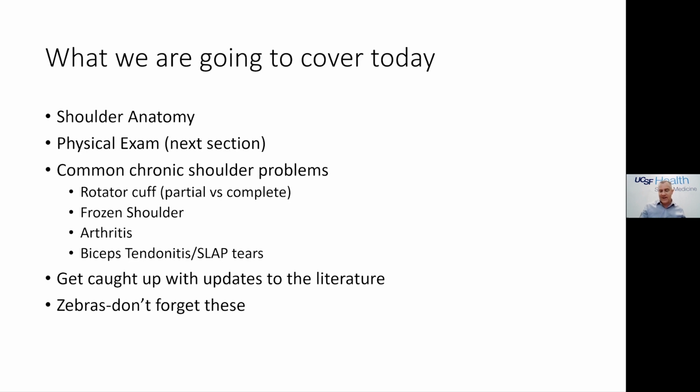So what we're going to cover today is a little bit of shoulder anatomy. We're actually going to skip that, but it is in the syllabus. We're going to talk about the physical exam in the next section. We're going to talk mainly in this section about common chronic shoulder problems, including rotator cuff problems, frozen shoulder, arthritis, and biceps tendonitis. We'll get caught up with some of the more recent updates in the literature, and we'll touch a little bit on zebras, especially if you have questions about them.